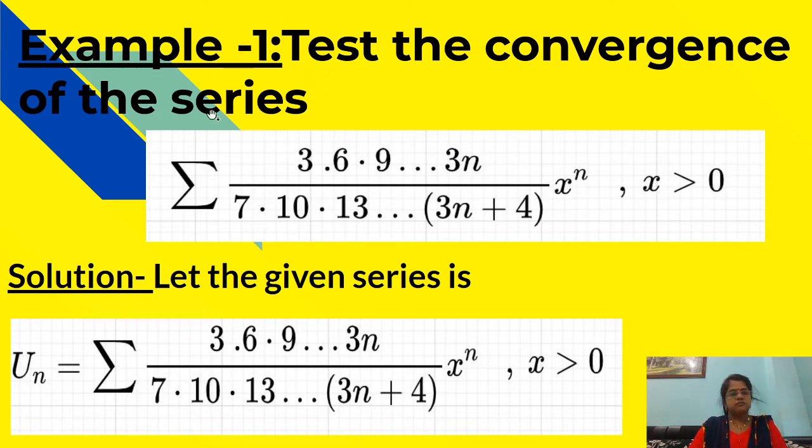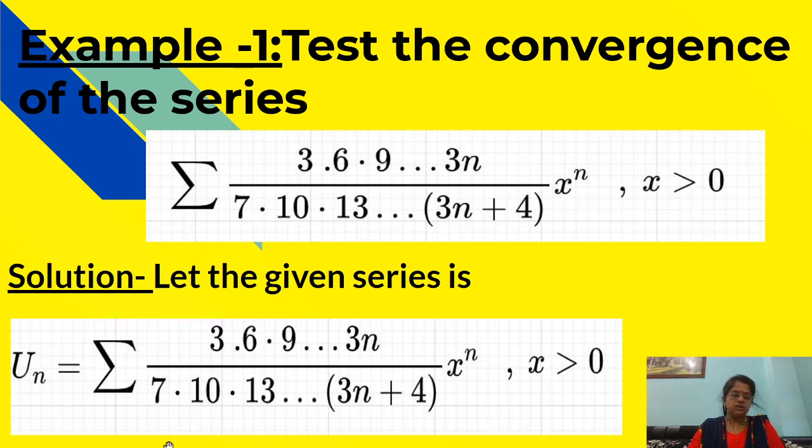See the first example. Test the convergence of the series summation 3 into 6 into 9 dot dot 3n divided by 7 into 10 into 13 dot dot 3n plus 4 into x raised to n, where x is greater than 0. See the solution of example 1. Let the given series is un, and therefore un is equal to 3 into 6 into 9 dot dot 3n divided by 7 into 10 into 13 dot dot 3n plus 4 into x raised to n.